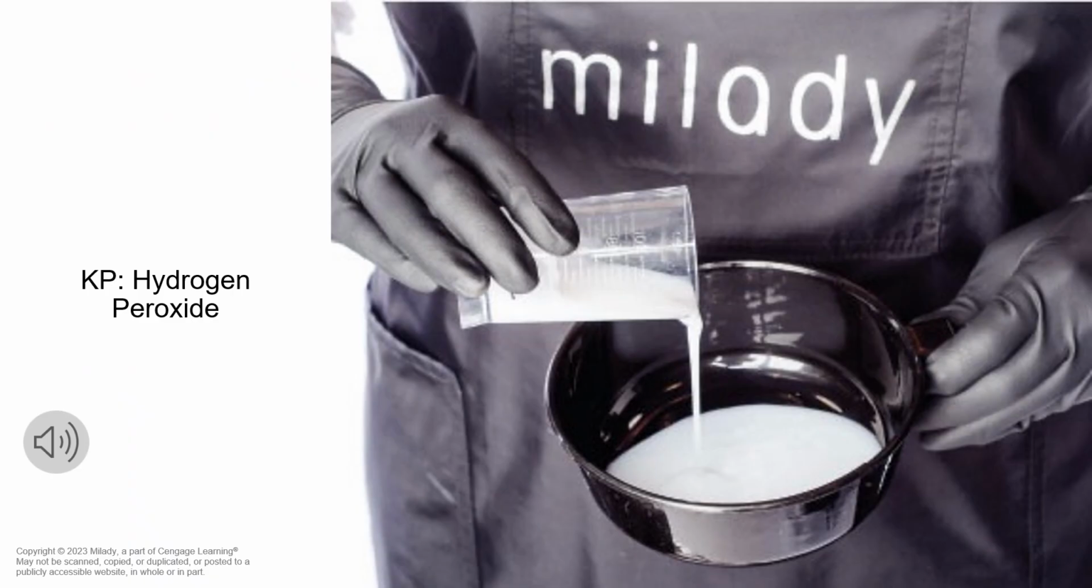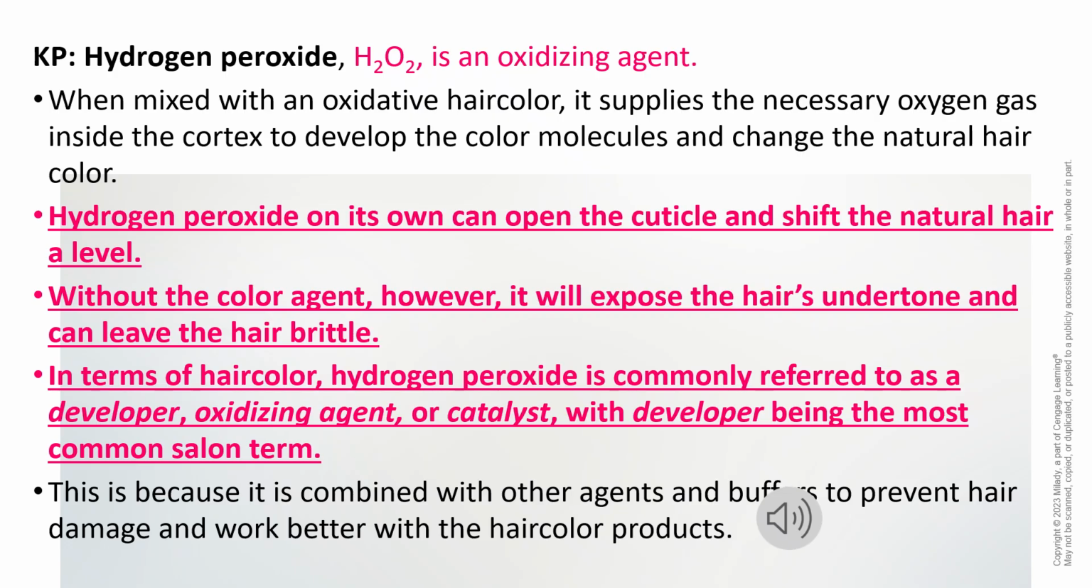Hydrogen peroxide. Hydrogen peroxide, H₂O₂, is an oxidizing agent. When mixed with an oxidative hair color, it supplies the necessary oxygen gas inside the cortex to develop the color molecules and change the natural hair color. Hydrogen peroxide on its own can open the cuticle and shift the natural hair a level. Without the color agent, however, it will expose the hair's undertone and can leave the hair brittle.